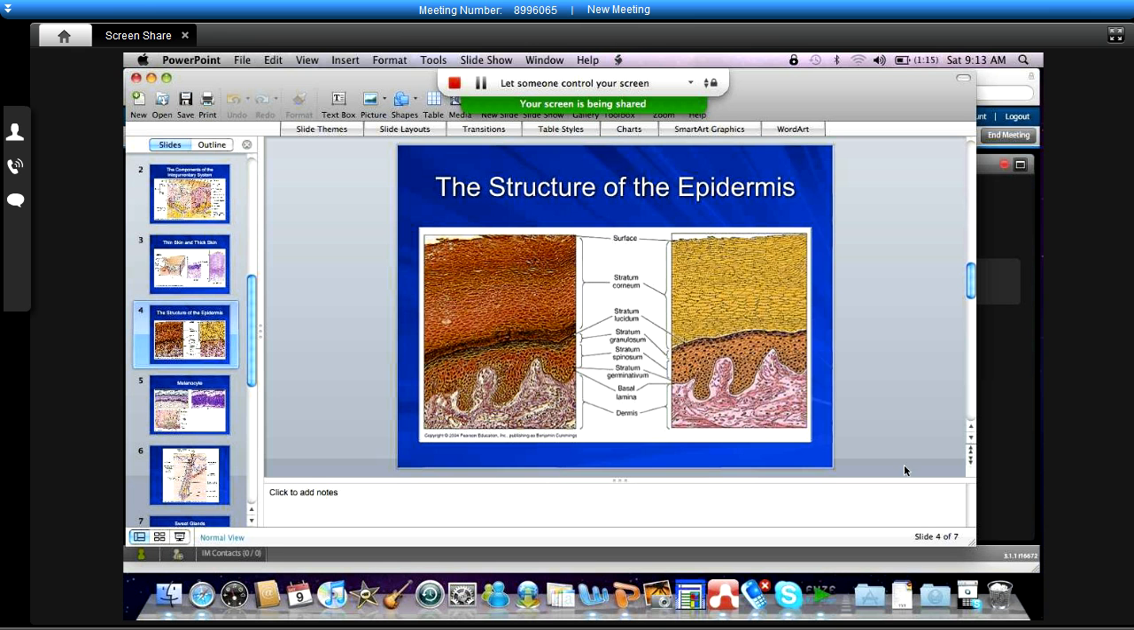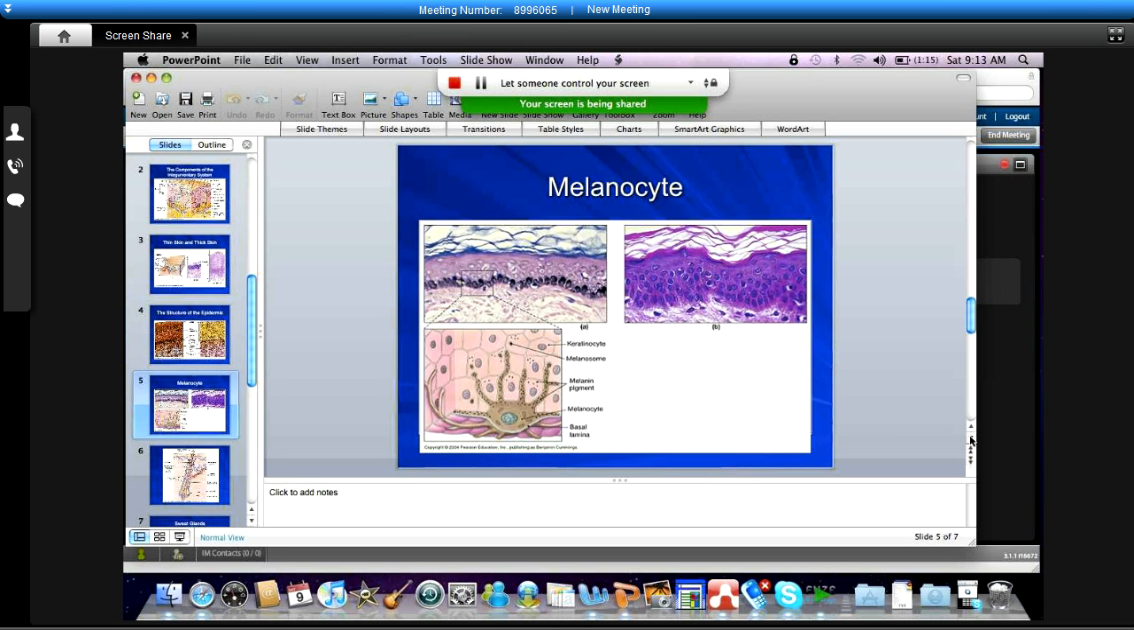Stratum corneum, stratum lucidum, stratum granulosum, spinosum, and germinativum. Germinativum has a significant amount of activity, you should be familiar with that. Then the basal lamina and the dermis. This is just a slide that illustrates the melanocytes. I certainly may ask you to identify the melanocytes. There was a picture earlier in the histology slides that showed melanocytes.